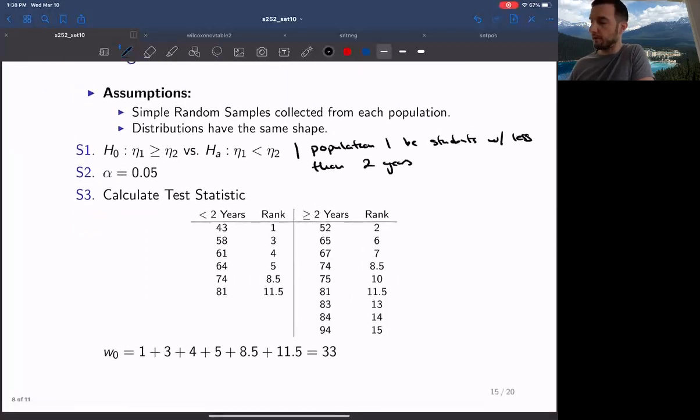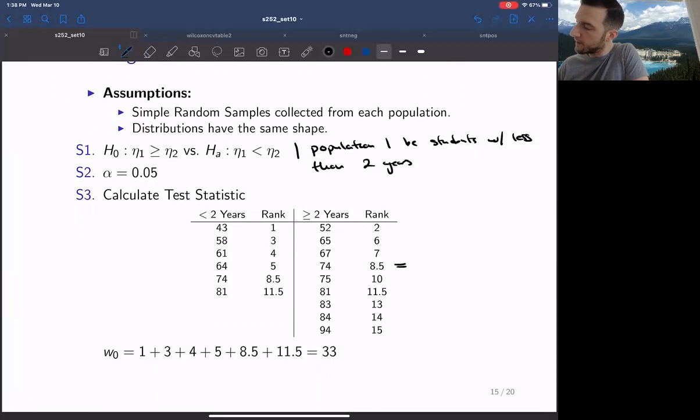Now on step 3, you can see what I've done is I've arranged the 6 values of interest from the first population, or from the first sample, provided the ranks, and then we have the 9 values of interest from the second sample, and the ranks are provided there. Now you notice that we've had to break 2 ties along the way. So this has been done in the normal way.